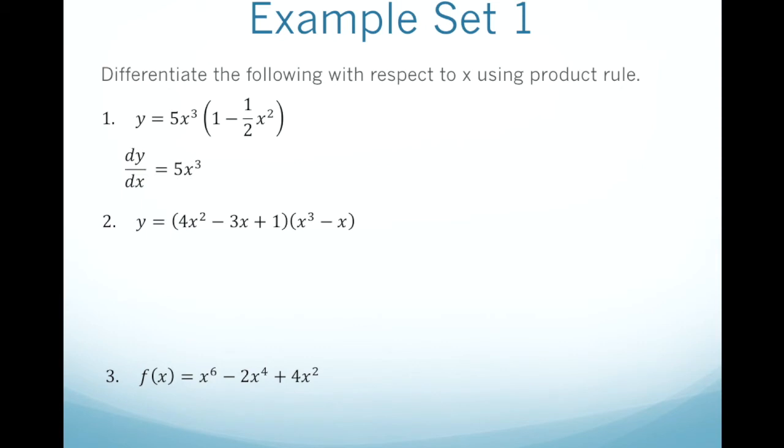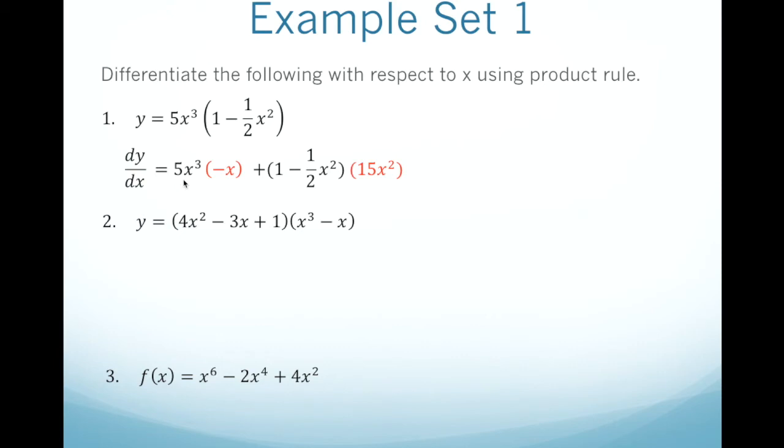We have to copy first the function 5x cubed. We are considering this as our first function, which is our f, and this is our second function, which is our g. The rule says to copy the first function and multiply it by the derivative of the second function. So the derivative of this is negative x, then plus, we have to copy the second function and multiply it by the derivative of the first function, which will be 15x squared.